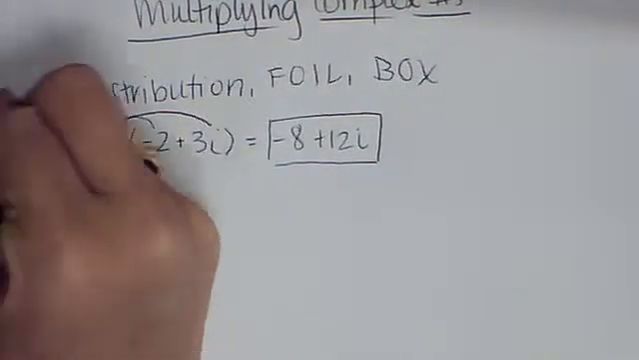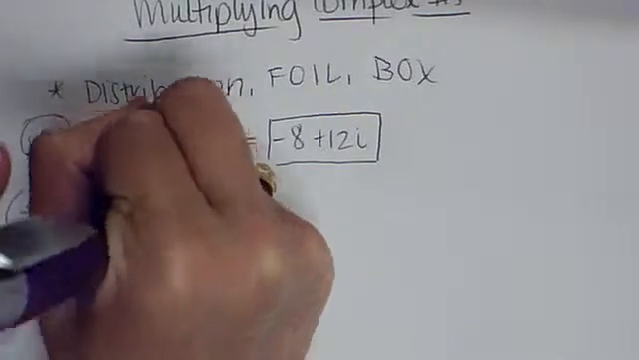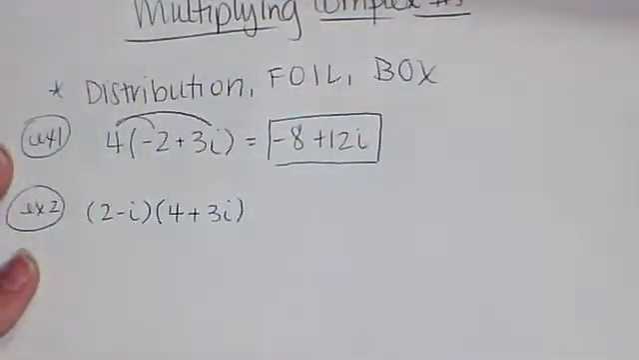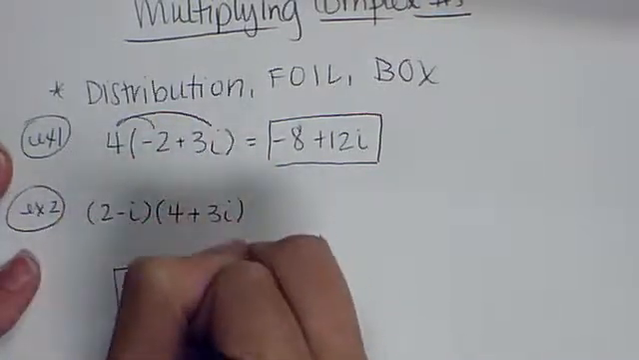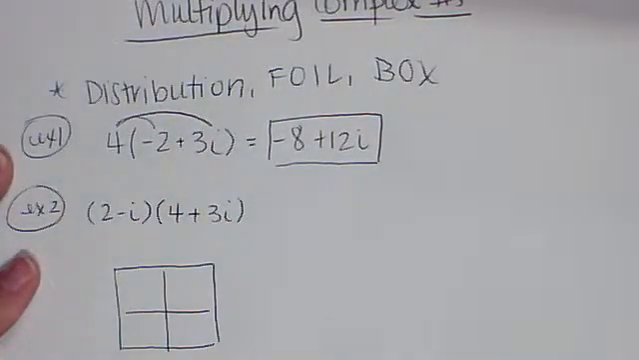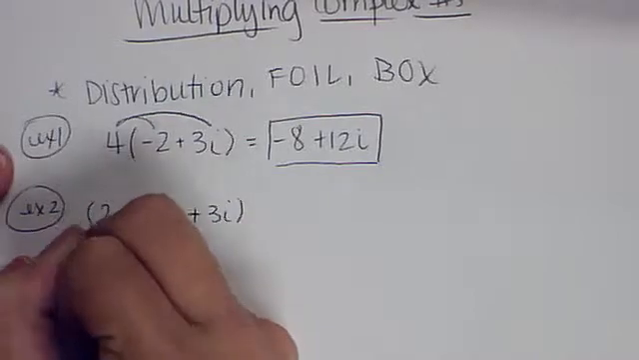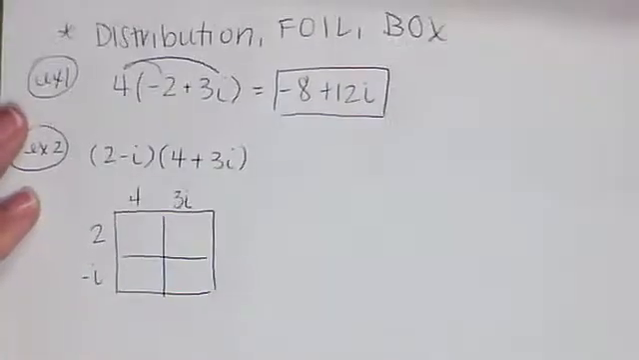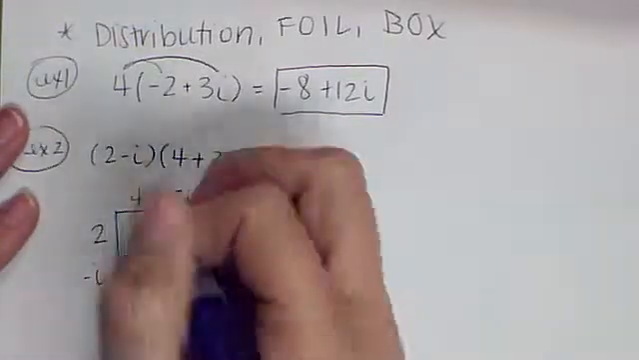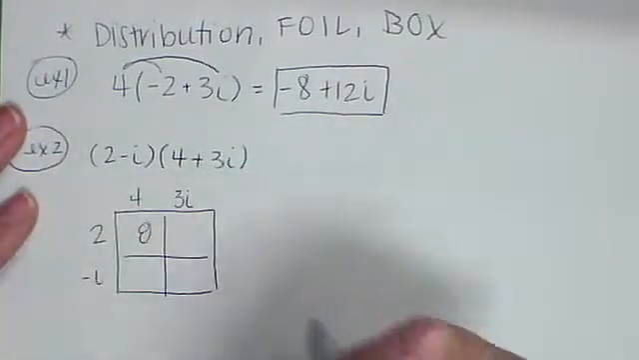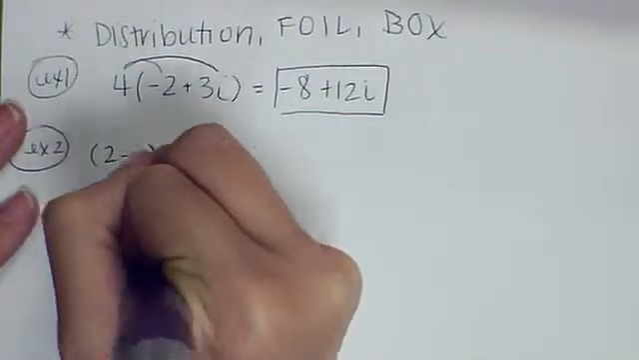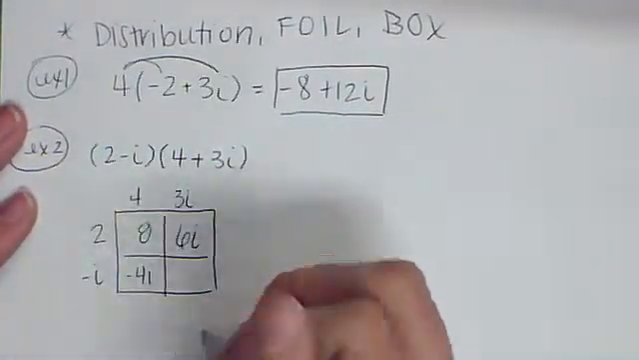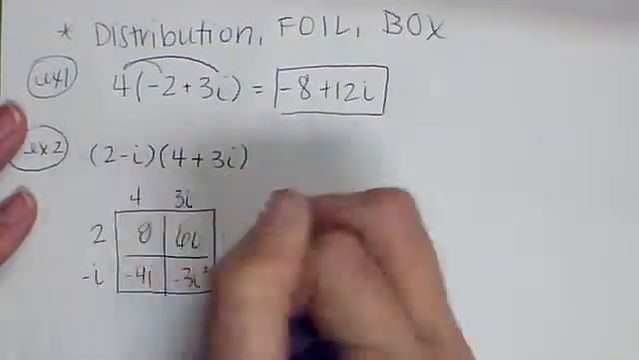Example number 2. 2 minus i times 4 plus 3i. In this one I have a binomial by a binomial, so I'm going to make a 2 by 2 box. I'm going to show you the box method here. 2 and negative i, 4 and 3i. Remember, I don't have to carry the signs unless they're negative. I multiply it out. 2 times 4 is 8. 4 times negative i is negative 4i. 2 times 3i is 6i. And 3i times negative i is negative 3i squared.